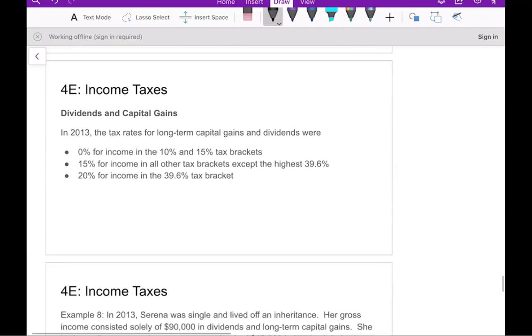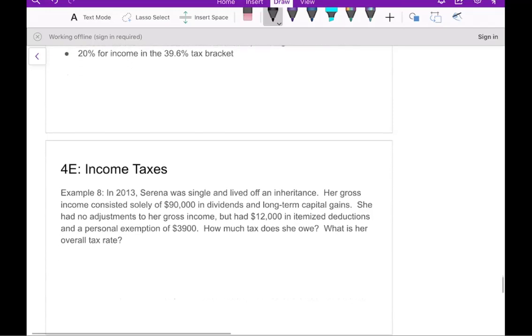So in 2013, the tax rate for long-term capital gains and dividends was 0% for income in the 10 and 15% tax brackets, 15% for all income in other tax brackets except the highest 39.6%, and then 20% for income in the 39.6% tax bracket.